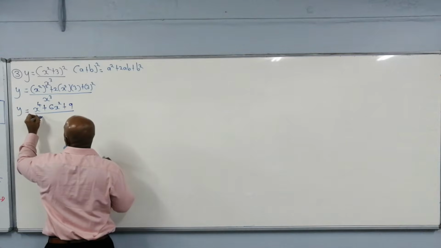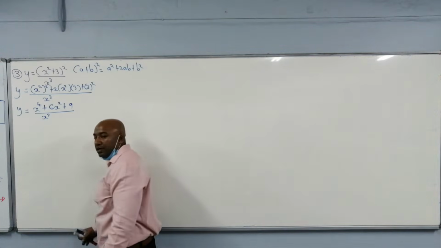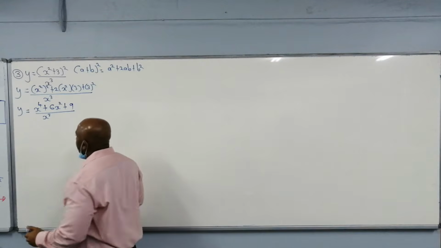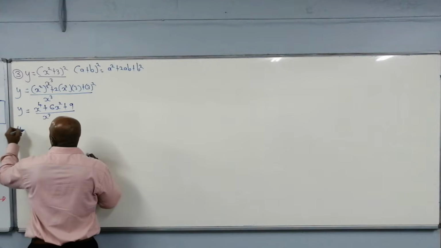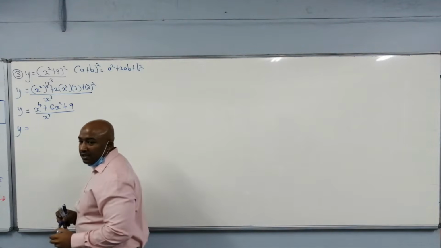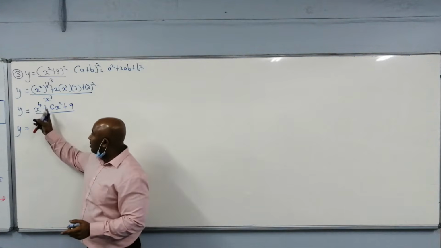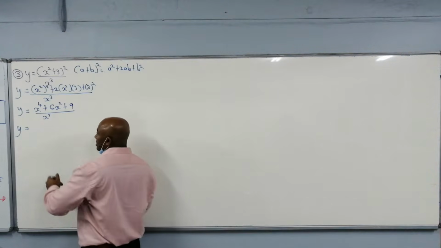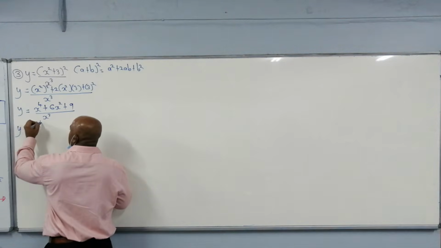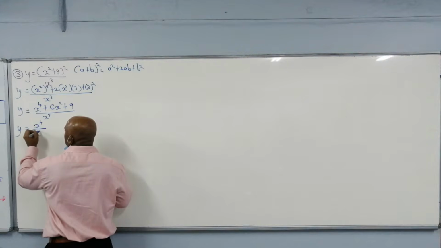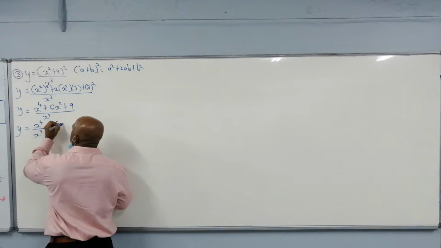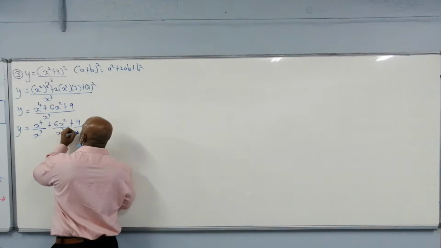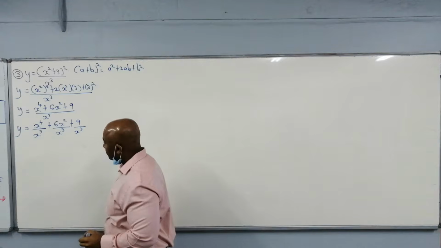All divided by x cubed. We still got a problem because there's division. We are dividing, so we need to separate them. What I can do is separate this into 3 fractions because there are 3 terms in the numerator there. Can you see that? So therefore this can be written as x to the power 4 over x cubed plus 6x squared over x cubed plus 9 over x cubed.